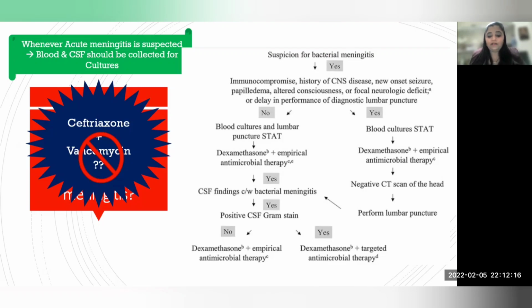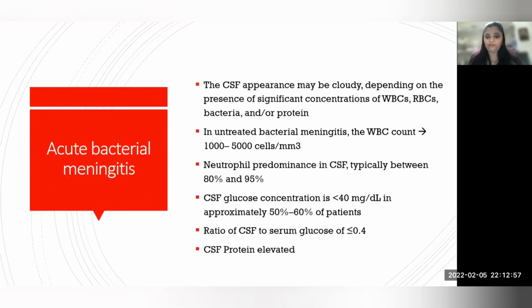The CSF gram stain has a variable sensitivity depending upon the type of organism. For Streptococcus pneumoniae, the CSF gram stain sensitivity can be as high as 85 to 90%. The CSF gram stain has a very great specificity, but sensitivity is quite low. So even if the patient has a negative CSF gram stain, you will continue the empirical therapy with dexamethasone. If it is positive, depending on whether it's gram positive or gram negative, you will consider targeted antimicrobial therapy.